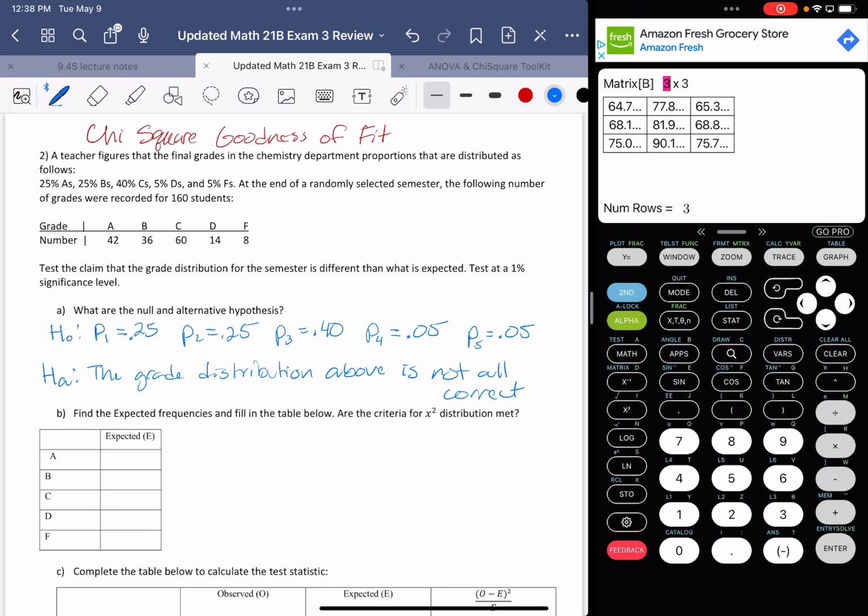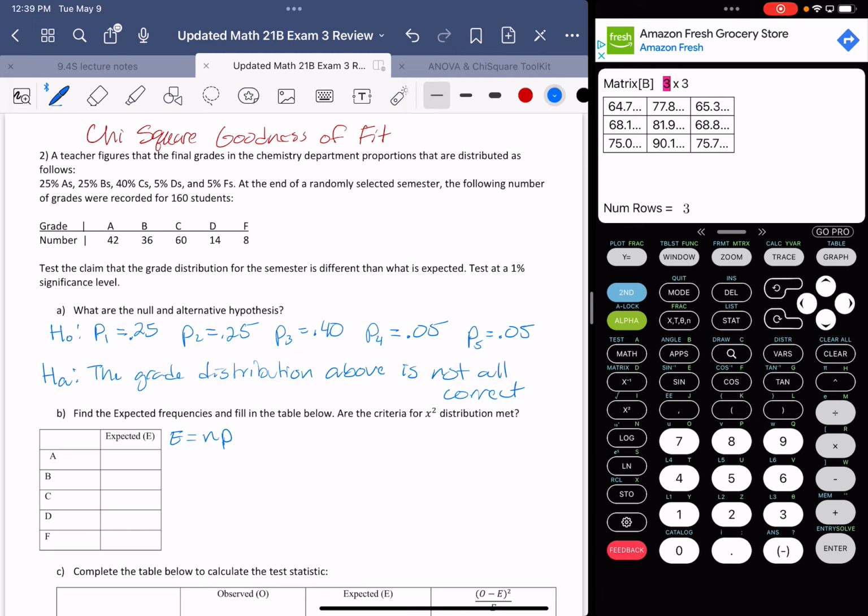Part B. Any questions there on the null and alternative? Okay, part B. Find the expected frequencies and fill in the table below. Are the criteria for chi-squared distribution met? Well, remind me, how do we find the expected frequencies? What's the formula? N times P, where N is the sample size, and P is dependent upon which outcome you're in.